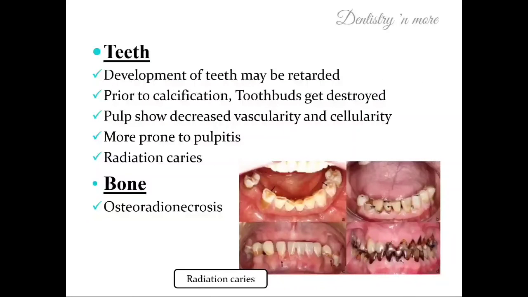Among the teeth, the development of teeth is found to be retarded. Prior to calcification, the tooth buds are found to be destroyed. Pulps have decreased vascularity and cellularity, which can lead to pulpitis, and there is radiation caries. Among the bone, there is a condition called osteoradionecrosis, which is caused by the 3H principle, that is hypoxia, hypocellularity, and hypovascularity, which can lead to pathologic fractures.